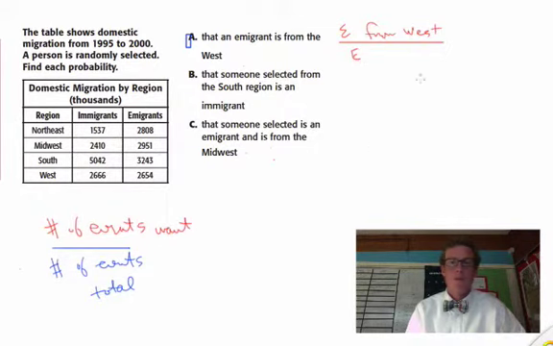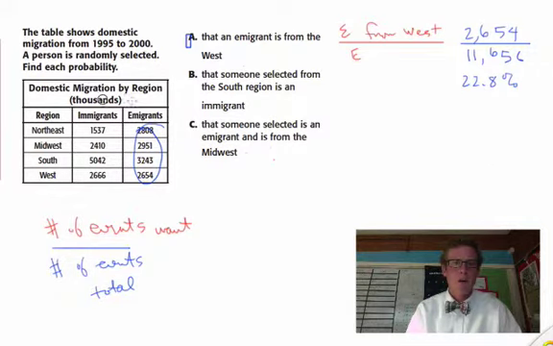Okay, so if I was to do a little bit of math here, what I would do is add up all the immigrants in this body right here, and that ends up being, this is how good I am at math, 11,656. And then for my numerator, since I'm looking for just immigrants from the West, I'm just going to pull out that number from the West being 2,654. Okay? And if I was to pull out my calculator and figure out the percentage, that percentage ends up being about 22.8%. Okay? So there's the first part.